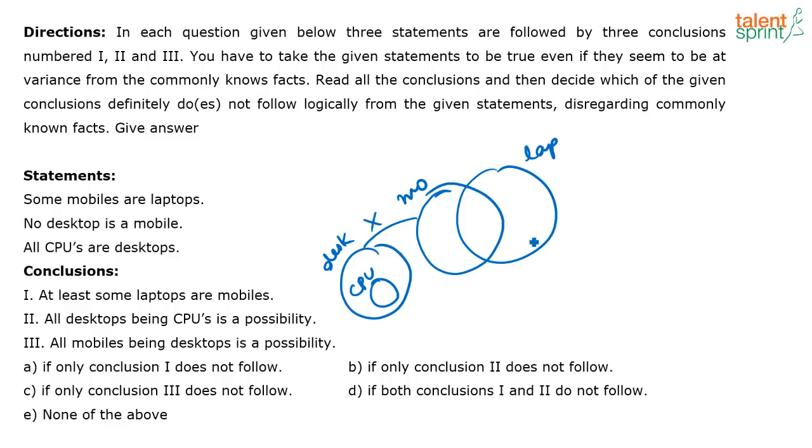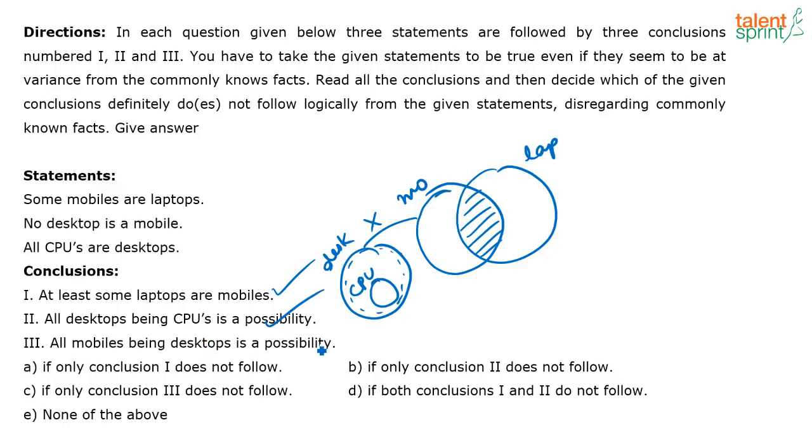Now let us look at the conclusions. At least some laptops are mobiles. Yes, that is a correct conclusion, correct? Because there is an overlap between laptops and mobiles. At least means some. So this is true. All desktops being CPU is a possibility. All desktops being CPU definitely is a possibility, correct? CPU can be a set like this also. That's a valid possibility. That's also true.